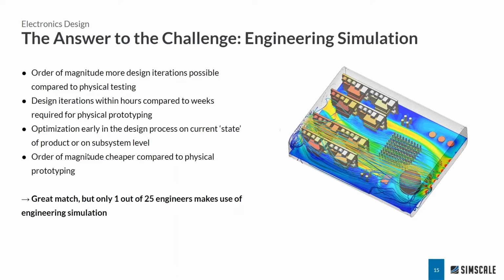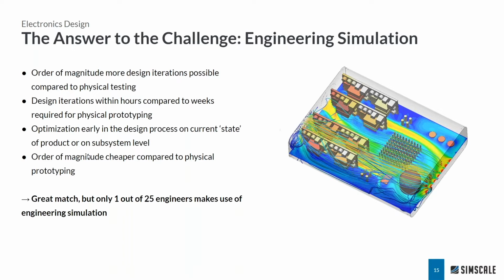So the answer to this challenge should be engineering simulation, simply because it has an order of magnitude more design iterations that are possible compared to physical testing. You don't need to do the physical prototyping that already can take weeks, while simulations can be done in hours or sometimes even in minutes. Optimization can be done very early in the design process.